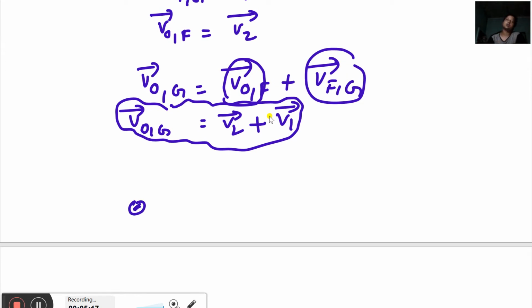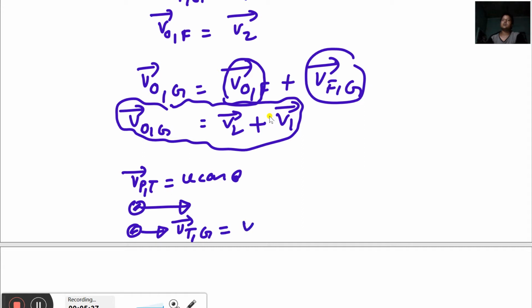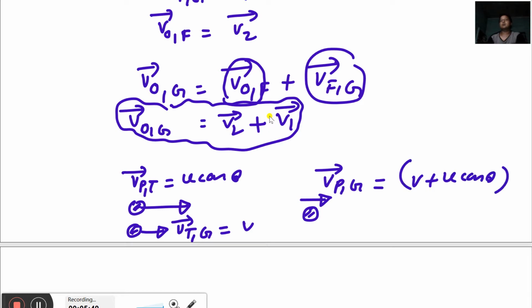So if we have velocity of projectile with respect to trolley u cos theta and velocity of trolley with respect to ground v, then by vectorial summation the velocity of projectile with respect to ground is v plus u cos theta.